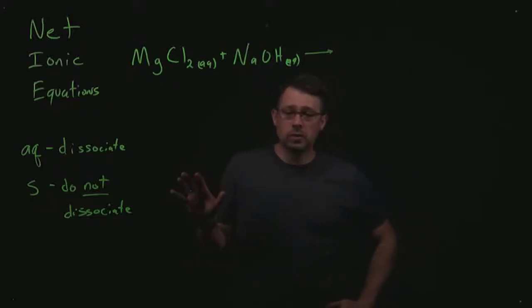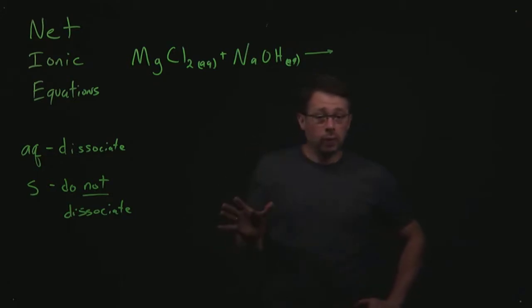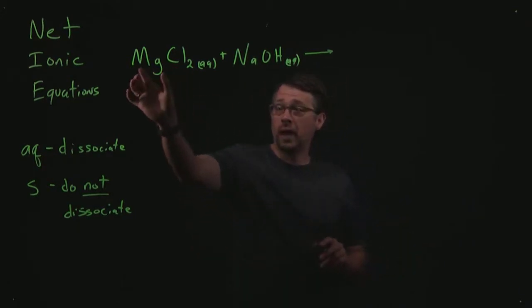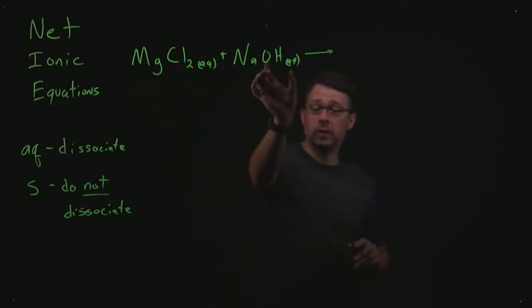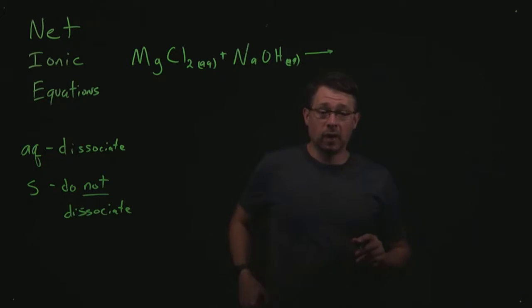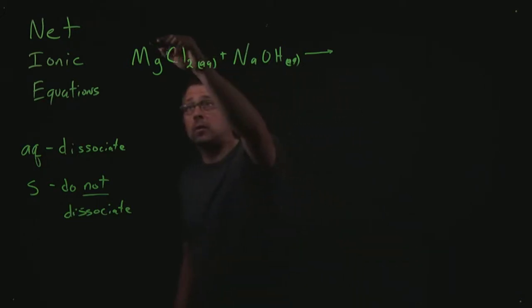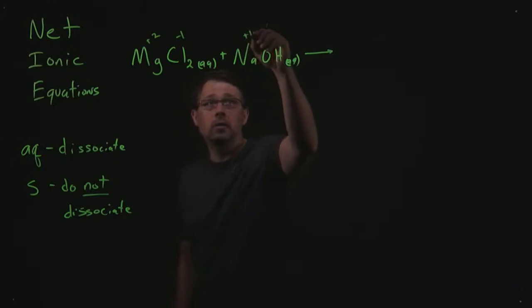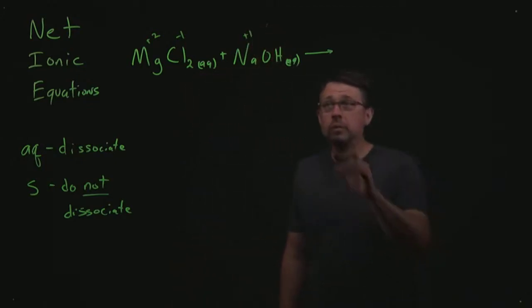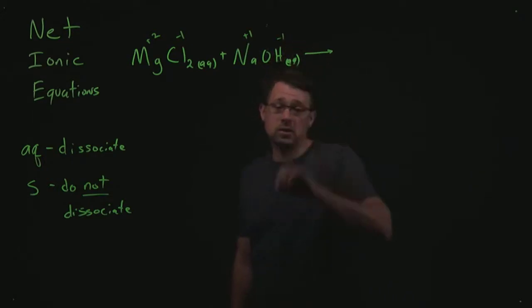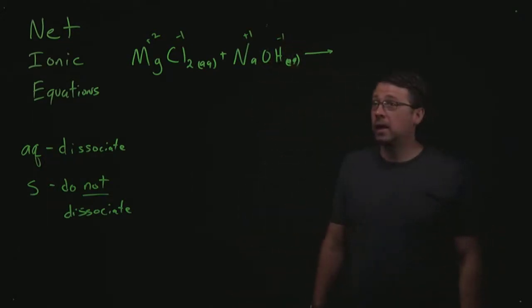In this video, I'm going to show you how to do a net ionic equation. So if you know how to do a double displacement reaction, remember that's where the cation from one compound goes with the anion from the other compound. And we have to know the charges of these ions in order to do this. So we can look magnesium up and chloride up and sodium up from the periodic table. We will have had to have memorized that hydroxide, this OH, is a polyatomic ion.